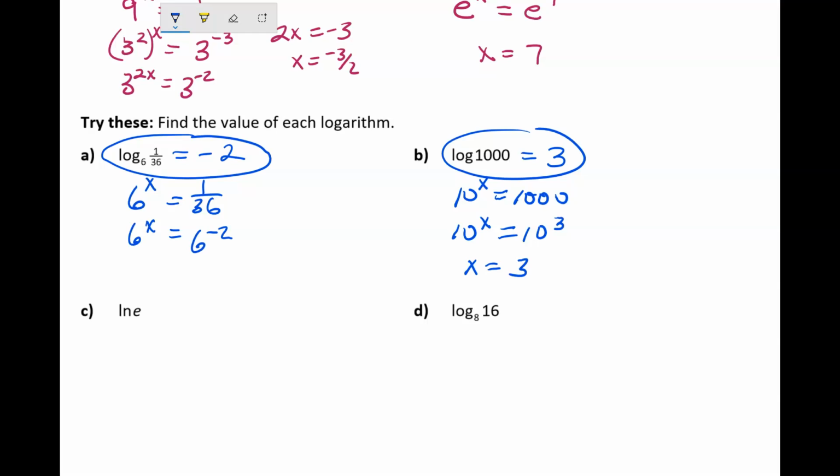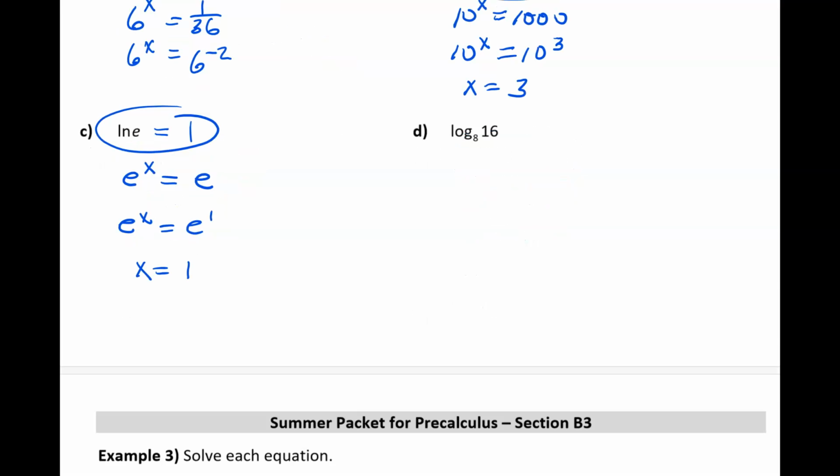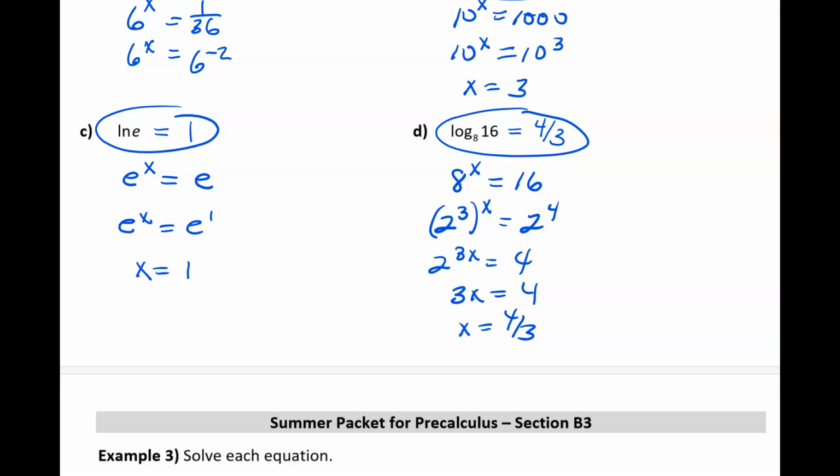Now try C. This result should have been 1. To what power do you have to raise e in order to get e? To the 1st power. All right, now try D. This last one should have been the fraction 4/3.